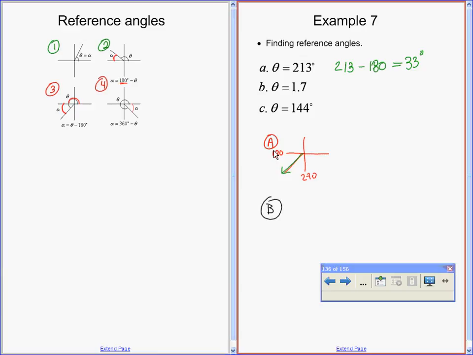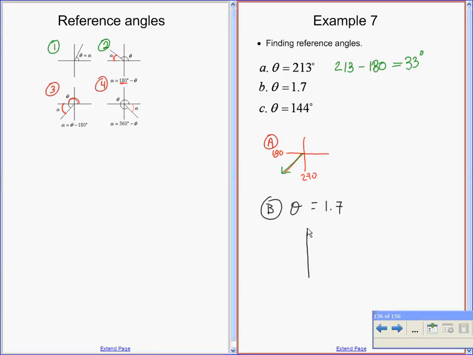And then for B, we've got theta is 1.7. If you look at pi over 2, it is about 1.5. So 1.7 is between pi over 2 and pi, which means it's going to fall in our second quadrant. But this one is not labeled as degrees, so it's in radians, and we're going to work with it in radians. To find a reference angle, we're doing pi minus 1.7, and we can leave it as pi minus 1.7.